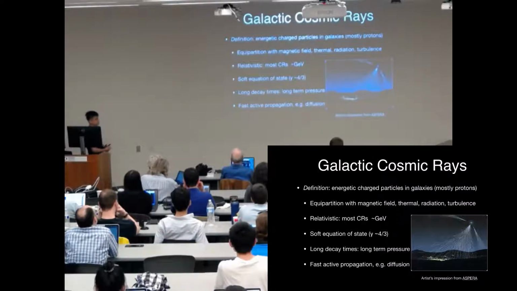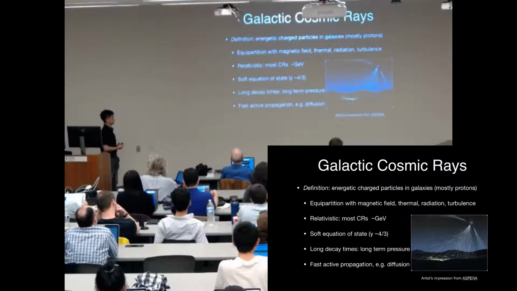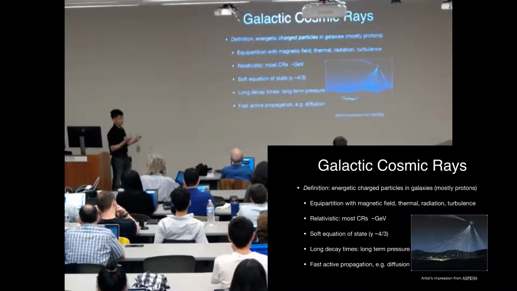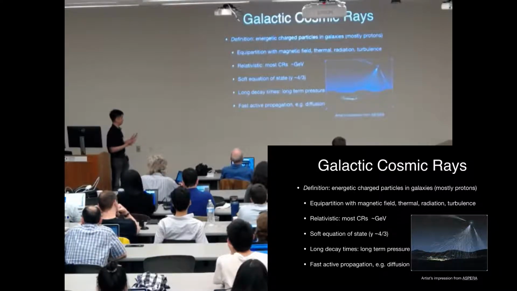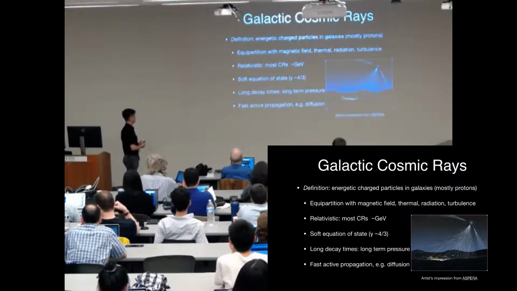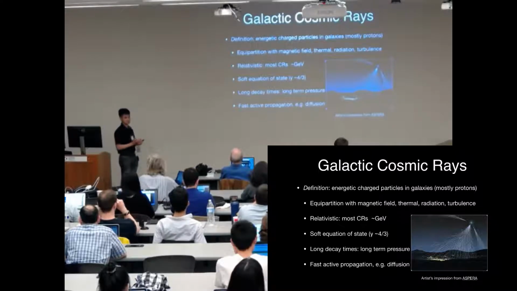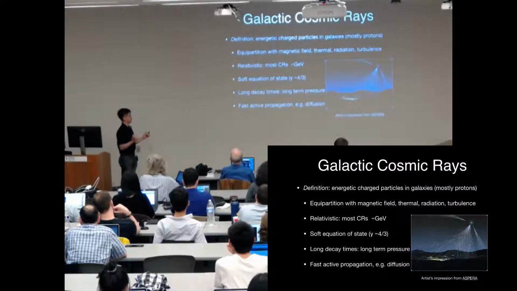Okay, first of all, why is cosmic ray important in galaxy simulation? First, it is very energetic. It is comparable to the thermal energy, the magnetic field energy, and also the radiation energy in the galactic disk, especially in the Milky Way. Second, it is very relativistic and has a very soft equation of state, so that in the expansion of the gas, it loses energy much more slowly than the gas particle.